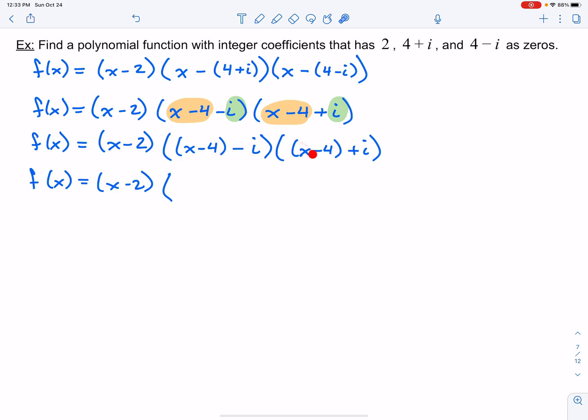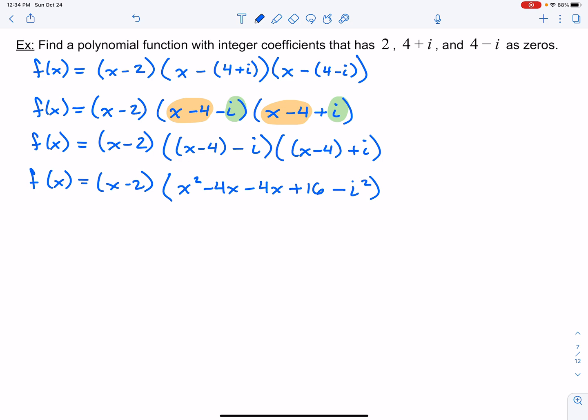So we have to square this term, which really means we have to FOIL it out. So we have x times x is x squared, x times negative 4 is negative 4x, negative 4 times x is another negative 4x, negative 4 times negative 4 is positive 16. That's our x minus 4 times our x minus 4. Then we have negative i times positive i, which is negative i squared.